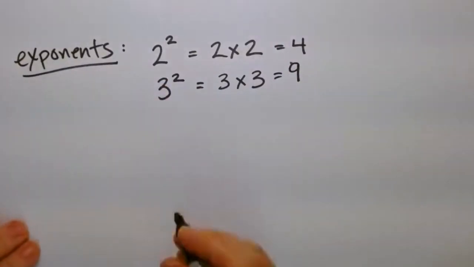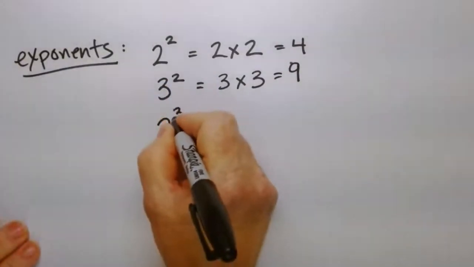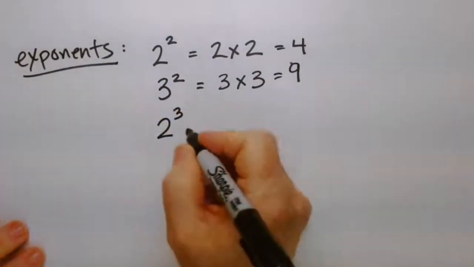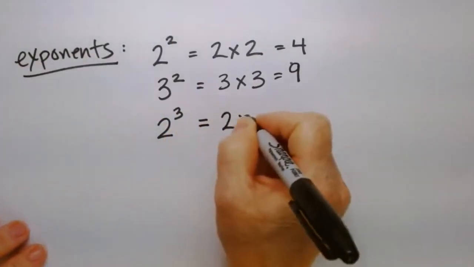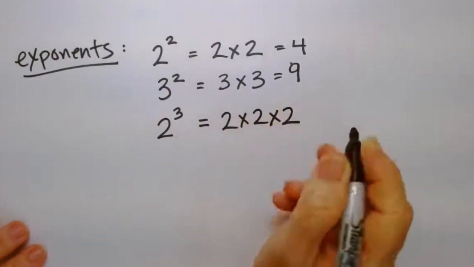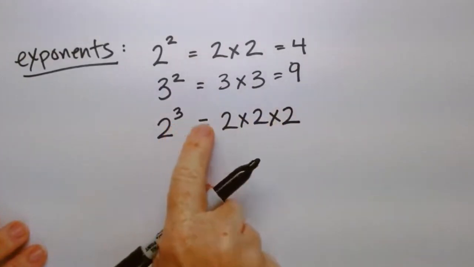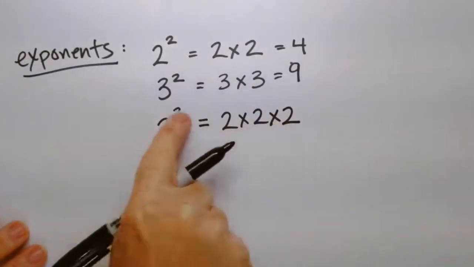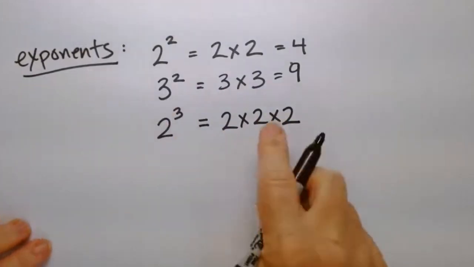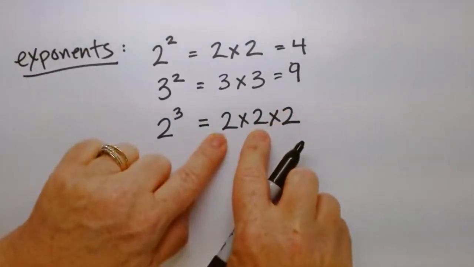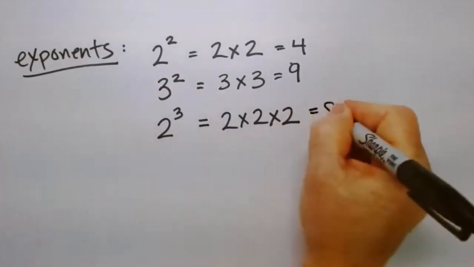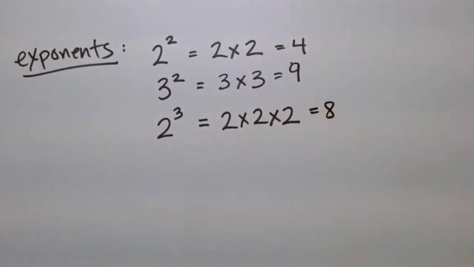Okay, let's try another one. 2 to the third power. Okay, 2 to the third power is 2 times 2 times 2. This number only indicates how many times you multiply this number by itself. 2 times 2 is 4. 4 times 2 is 8. Okay, so Zoomers, how are we doing so far? Doing good? Okay, so this should not look too complicated.